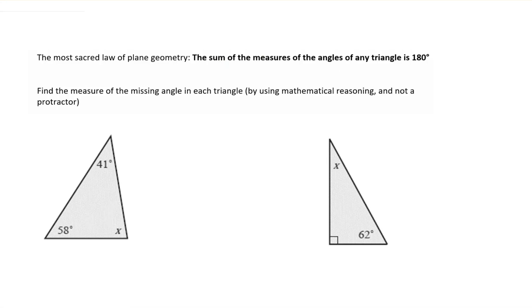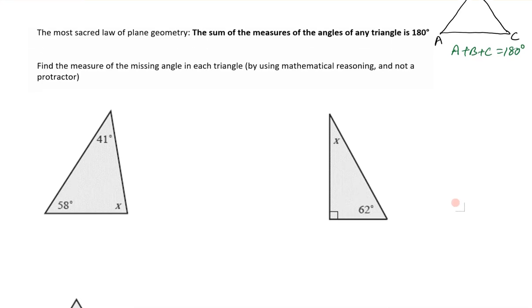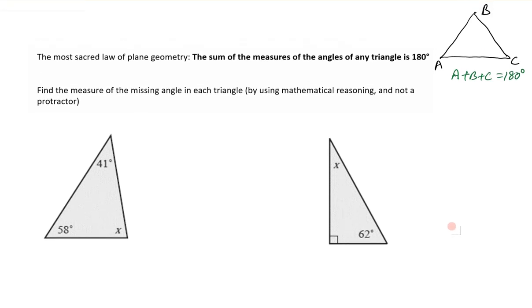No matter what the shape of the triangle is, if we have A, B, and C, the three angles, the sum of the angles is always going to be 180 degrees. And we're going to use this result to solve some problems now. Let's first find the measure of the missing angle in the first triangle.